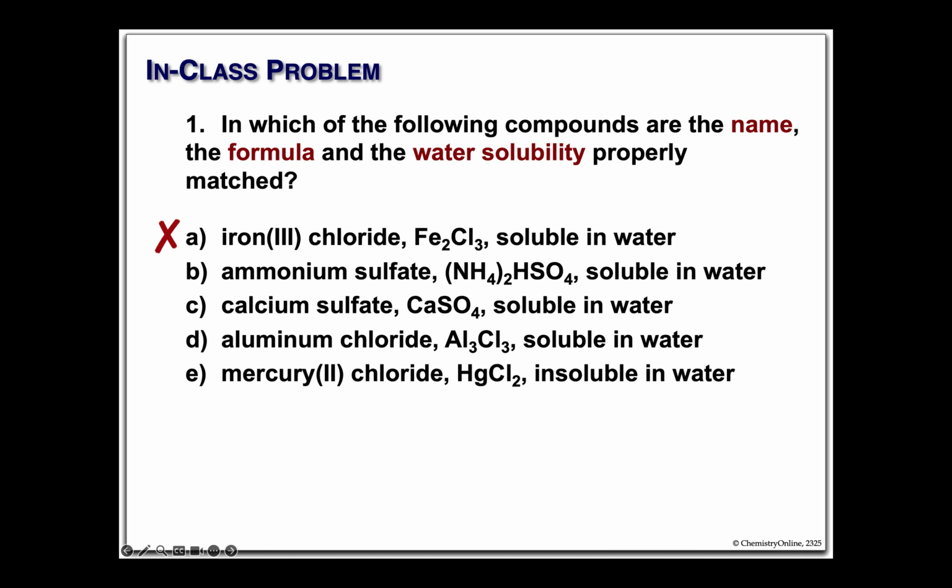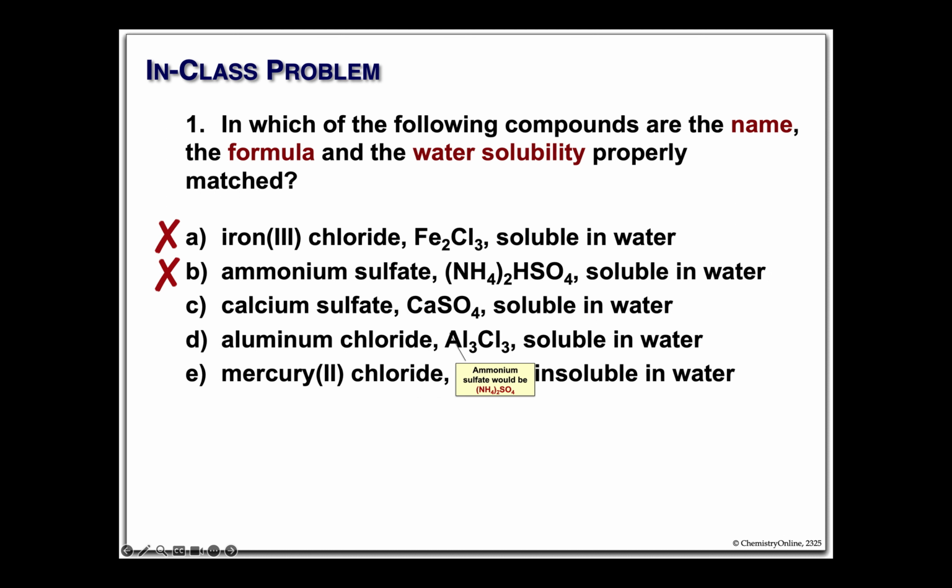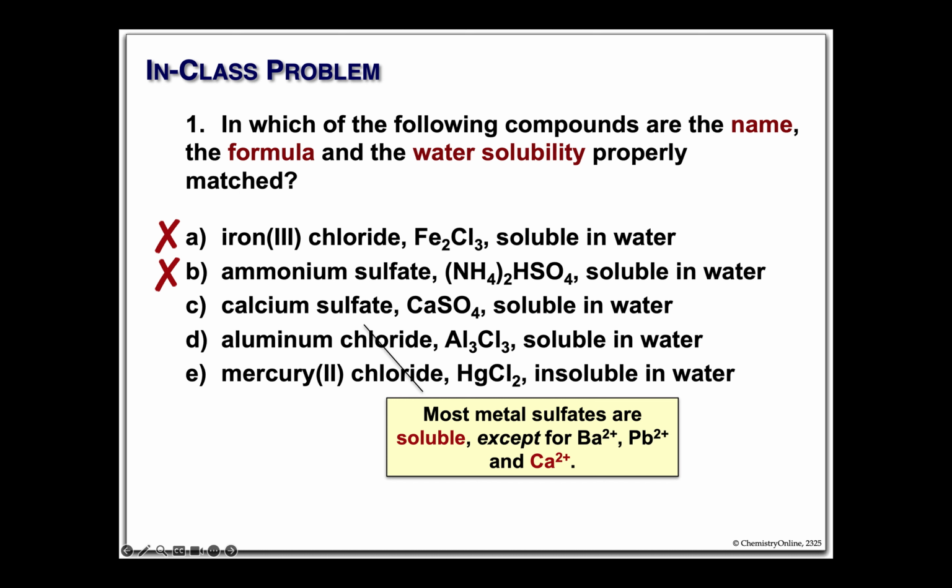Ammonium sulfate. If it's an ammonium salt, it will be soluble. That's good. But this is hydrogen sulfate, first of all. That's a -1 charge. Ammonium is +1. Doesn't work. Calcium sulfate. Sulfate is -2. Calcium is +2, so the formula is right. But most sulfates are soluble, but calcium is one of the exceptions.